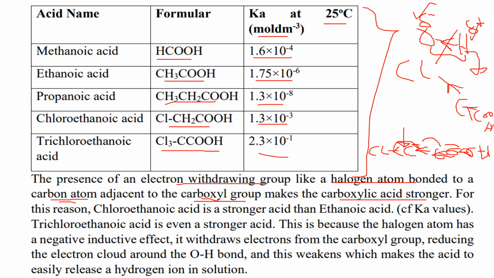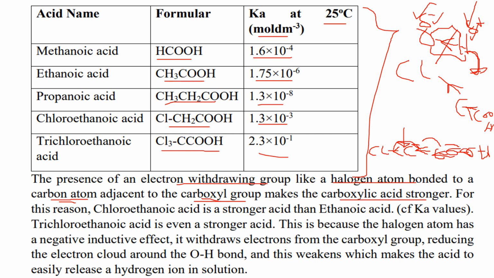So since these chlorine atoms are going to weaken the oxygen to hydrogen bonds by increasing the partial negative on oxygen and partial positive on hydrogen, they are going to cause the oxygen and hydrogen bond to be very weak. Therefore, it can easily break in solution to give very many hydrogen ions or protons, and once it releases very many protons, that acid is considered to be strong because we expect that solution to be highly acidic.